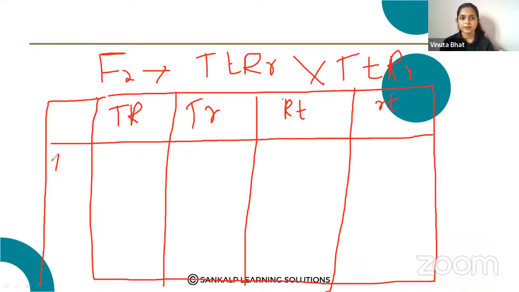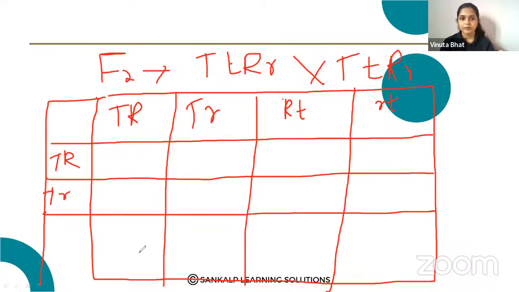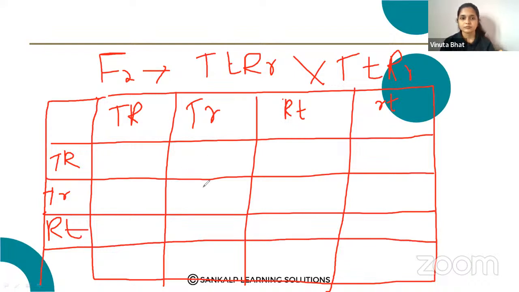Here also, the gametes: capital T, capital R, that is the first gamete. Another is capital T, small r. Next, capital R, small t. And the last gamete is small r, small t.